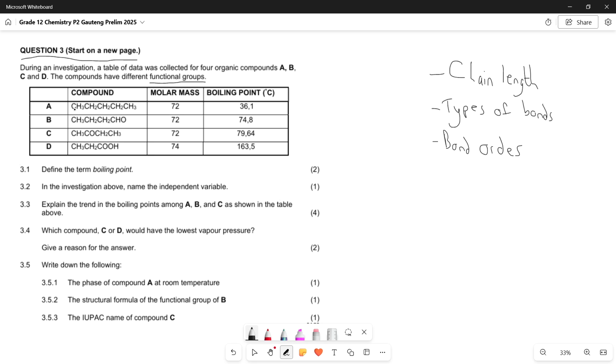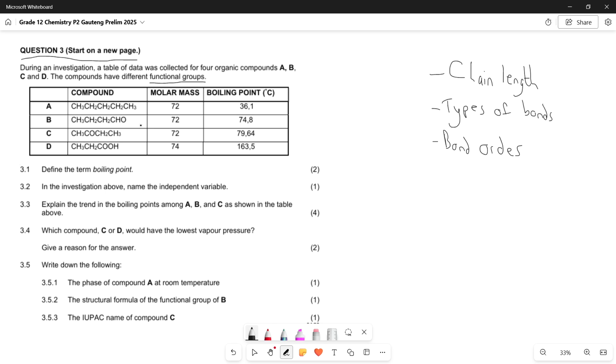What we're going to see here is that they usually have the same amount of C's if we're just going to compare the different functional groups and the different types of bonds. But let's see what's happening here. We have A, which is a straight chain with just C's and H's, and we have the molar mass over here and the different boiling points, which links to the strengths of the types of bonds.